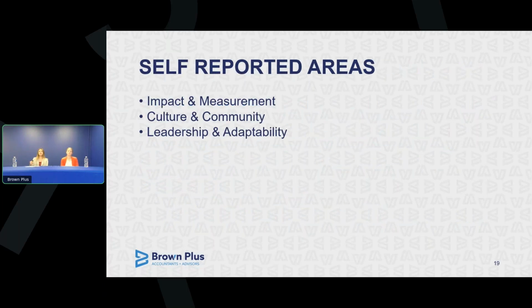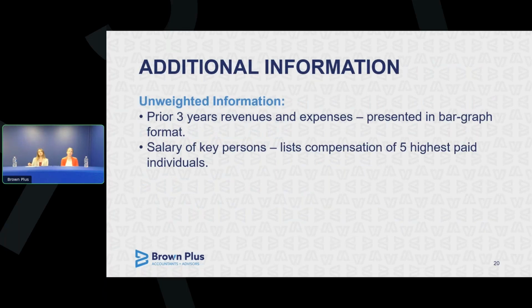And as I stated earlier, we went through the first area that they're doing regardless, but there are 3 other areas: impact and measurement, culture and community, and leadership and adaptability. If your charity wanted to make sure that you're doing all you can to get a good public image on these types of websites, you can go out and self-report these areas. And I think they're primarily surveys that Charity Navigator will have you complete to be able to be scored.